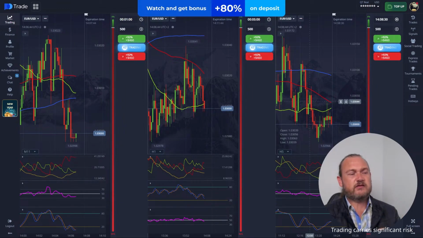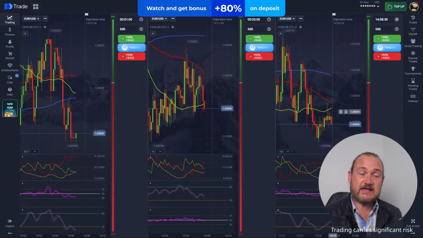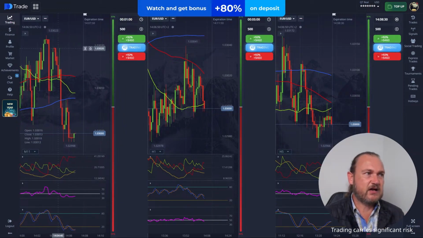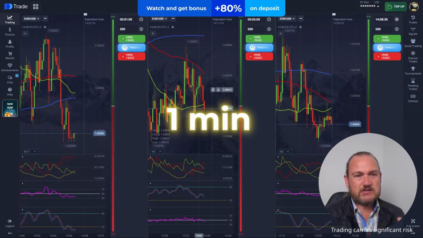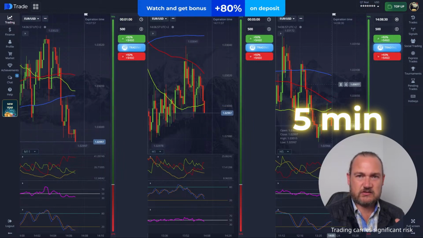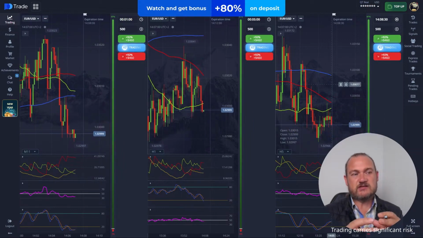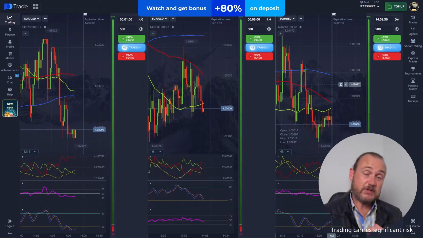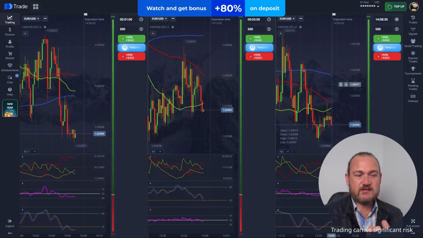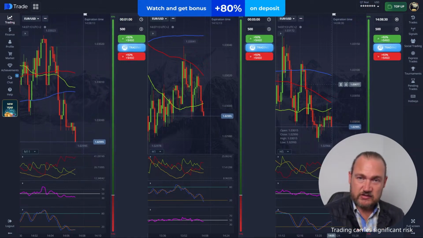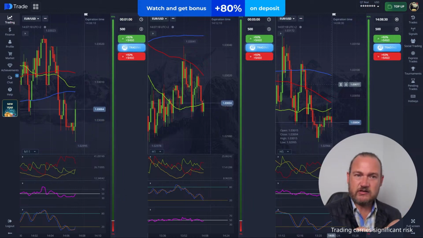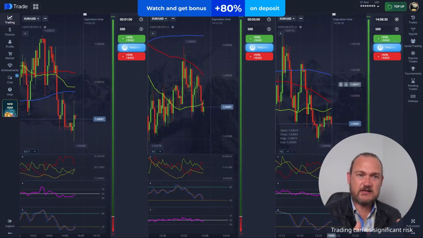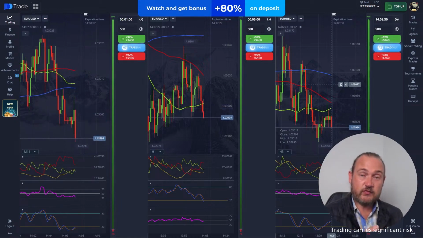On the screen, I've got 3 identical charts. The indicators are exactly the same on all 3 charts. On the left hand side is a 10-second chart, this is a 1-minute chart, and this is a 5-minute chart. So the idea is we're going to use our 1-minute chart, the center chart, to make our trading decisions. We're going to use the 10-second chart on the left hand side to try and get a bit more accuracy with our entries. And we're going to use the 5-minute chart to just get a broader overview of what's going on and keep that in mind.